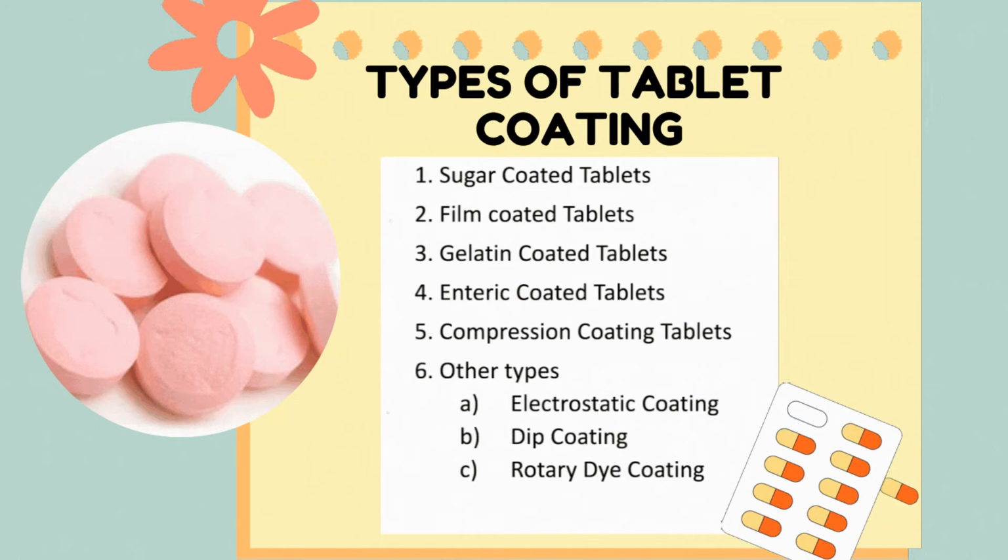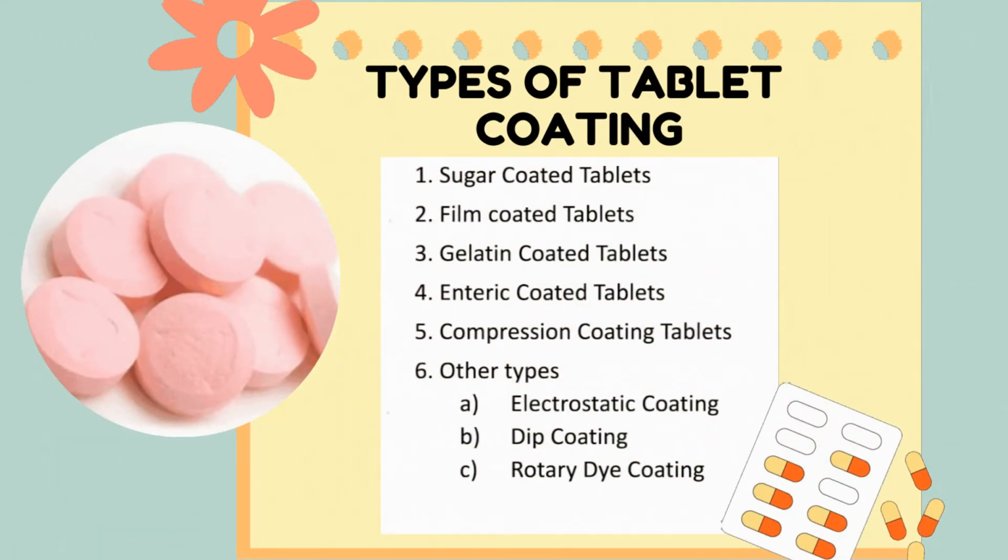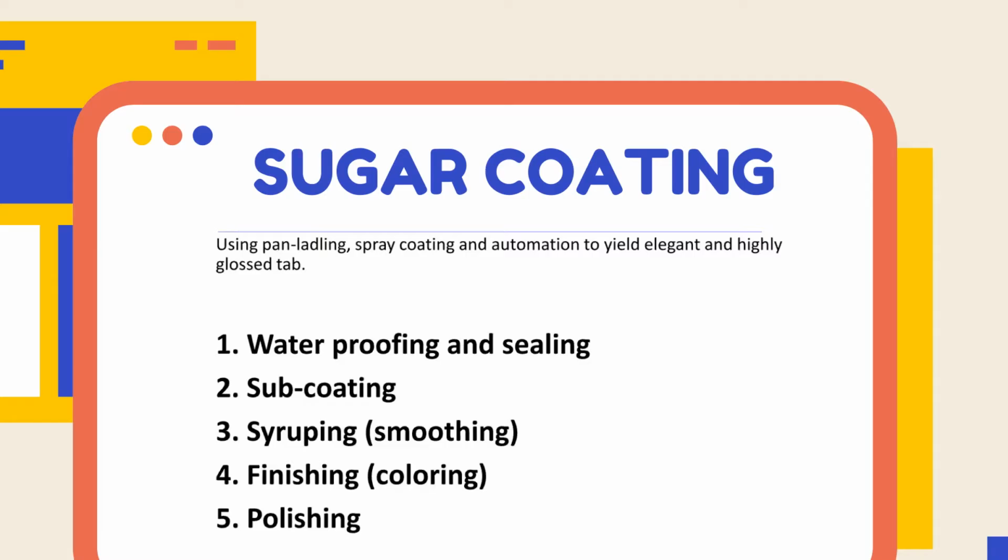Coatings were of different types, like sugar coating. It was the most complex coating in the sense that a lot of weight was being added. Then came the film coated. This was a very thin coating provided over the tablet. Then came the gelatin coated tablets, enteric coated tablets, compression coating tablets like that. Other advanced systems included electrostatic coating, dip coating and rotary die coating process.